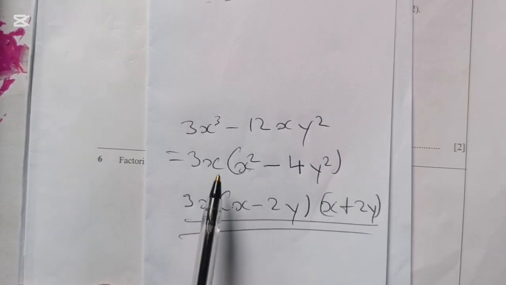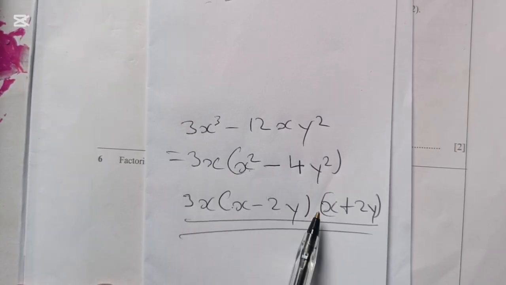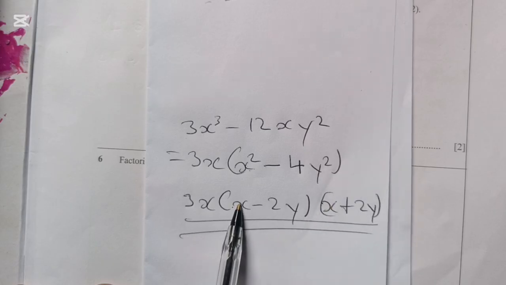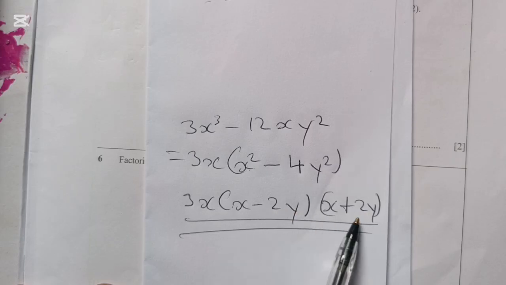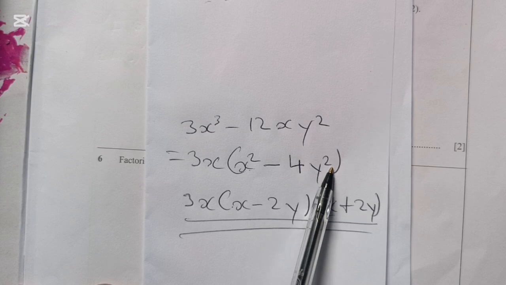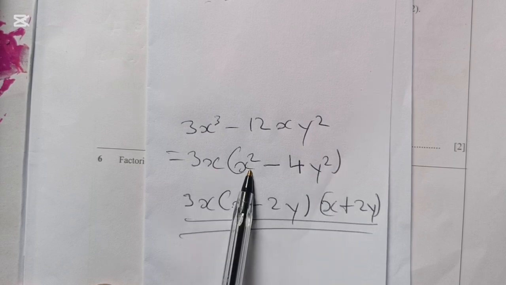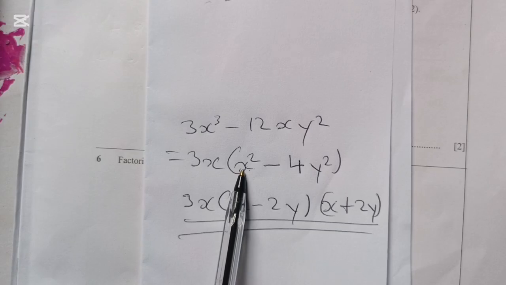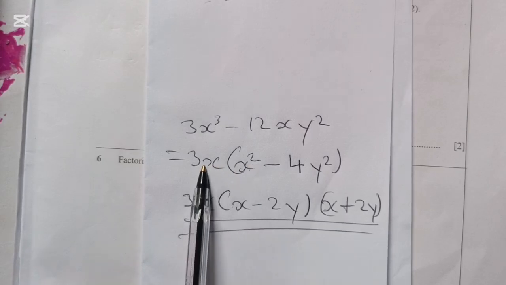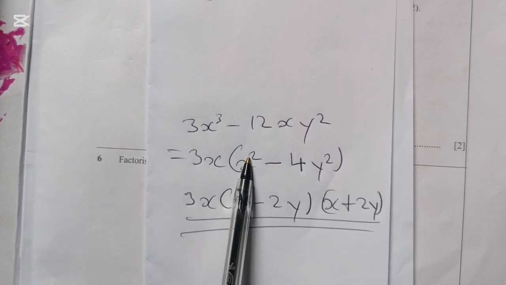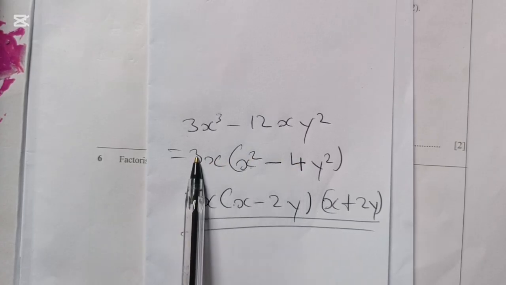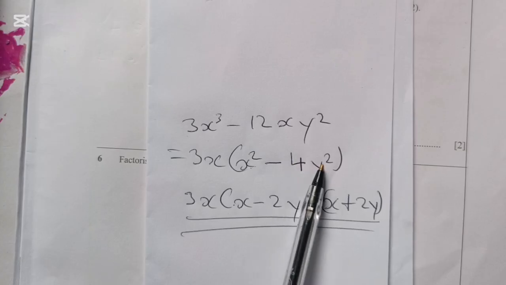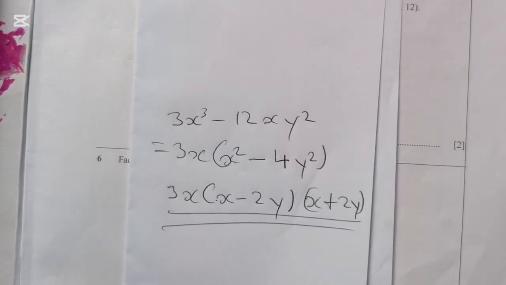So we're going to say x times x, that is x squared, and positive 2y times negative 2y will give us negative 4y squared. So when we multiply here, 3 times x to the power 2 will give us 3x to the power 3, because we're adding an x here. Then when we multiply 3 times 4, that will give us 12xy squared. So our answer is correct, guys.